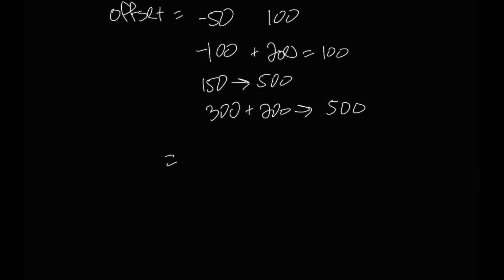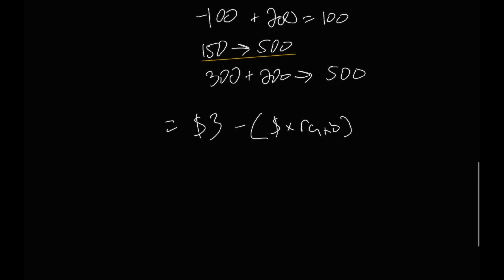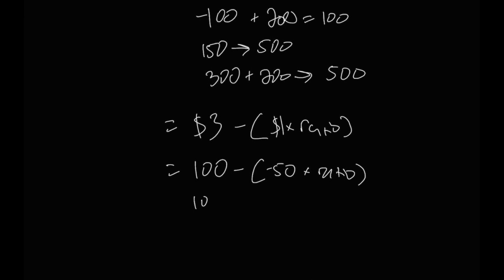So our offset is going to be equal to our third value minus our first value times our ratio. And that's going to get us our offset. So with the input example, this is going to look like 100 minus the first value. It's going to be negative 50 times our ratio, which is 100 minus negative 100, which is going to equal 200. And that's the same value that we calculated before.